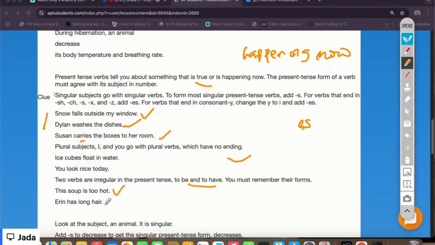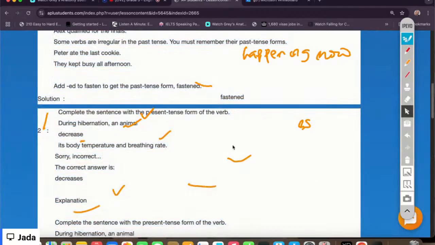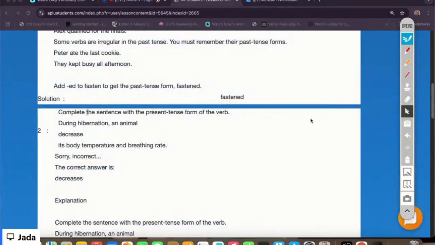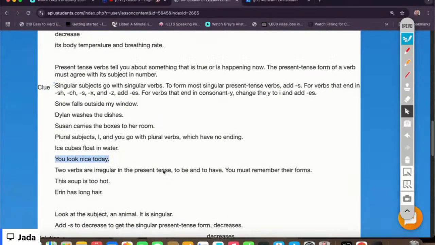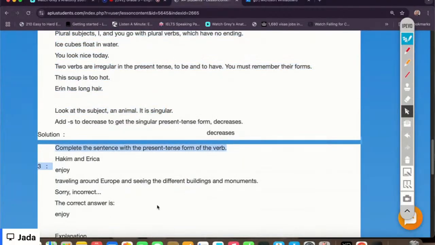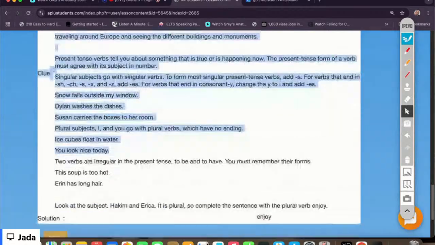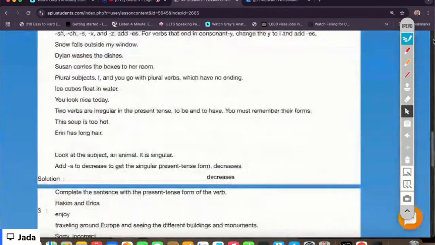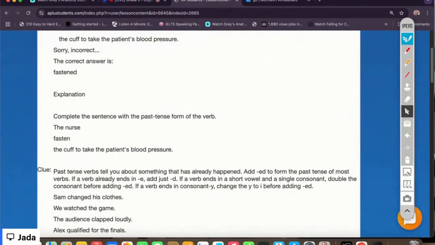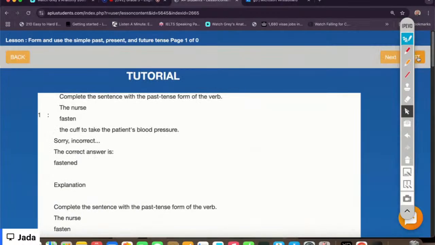This soup is too hot. Erin has long hair. Okay, so we also have here: complete the sentence with the present form of the verb. During hibernation, an animal decreases its body temperature and breathing rate. So we would have decreases because we are adding es. Okay, so we have Hakim and Erica enjoy traveling around Europe and seeing the different buildings and monuments. So it will be enjoy, just without s or anything. So just the plain enjoy. Okay.